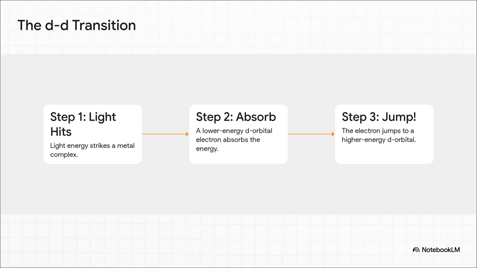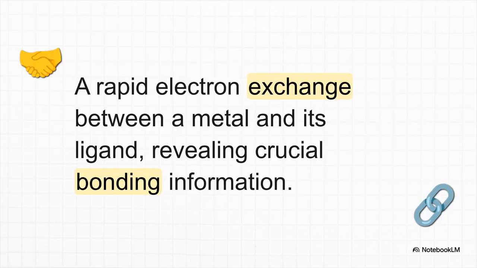Super useful stuff. Then there's charge transfer. This is a totally different game. Here, an electron actually moves between the metal and its ligands. It could go from the metal to the ligand, that's MLCT, or from the ligand to the metal, which we call LMCT. These transitions are usually incredibly intense, way stronger than DD transitions, and they give us some killer information about the bonding going on between the metal and its ligand.